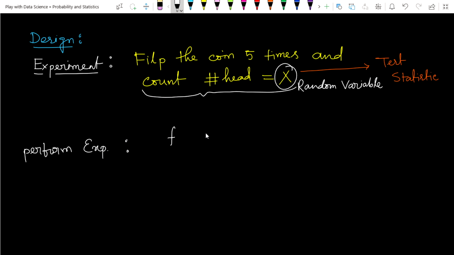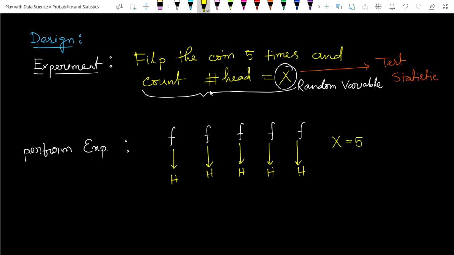Suppose first we flip, then we do a second flip, third flip, fourth flip, fifth flip. Now we flip the coin 5 times. Suppose on the first flip we get a head, on the second flip we also get a head, the third flip a head, the fourth flip a head, and the fifth flip a head. So in 5 flips we get 5 heads. So what will be the value of x here? Here the x value will be 5, because x is the number of heads.